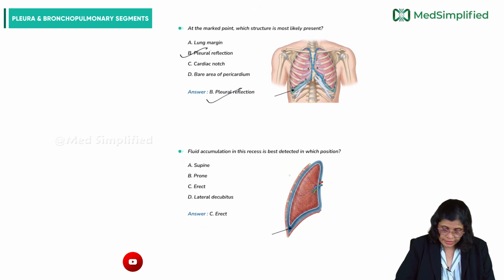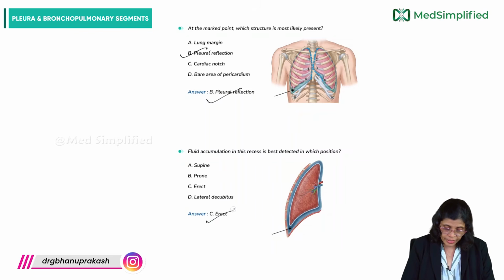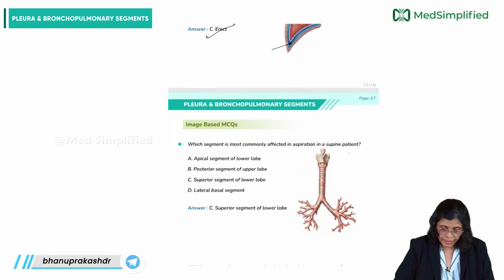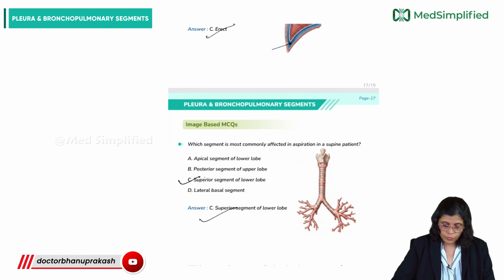Fluid accumulation in this recess is best detected in which position? Since it is the dependent part, when we stand, it becomes the most dependent part. So we can see it more in the erect position. Which segment is most commonly affected in aspiration in a supine patient? In aspiration, it is the superior segment of the lower lobe. I told you, because that becomes the most dependent part, and in aspiration the material directly goes to that superior segment of the lower lobe.